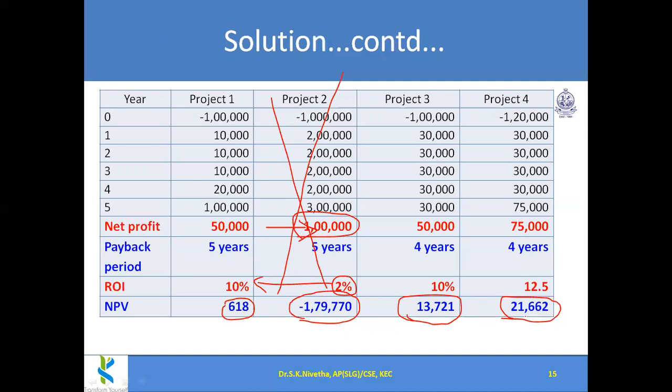So positive NPV, yes, we can go for that. So in that case, to decide among these 3, we can go with the other measures. Okay, return on investment, payback period and net profit. After seeing this NPV, in that perspective, we can rank the projects. That may be a good approach.